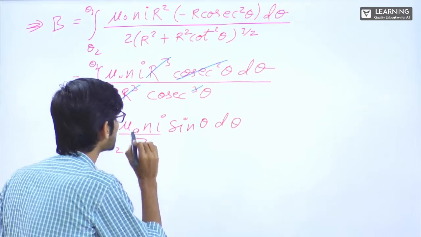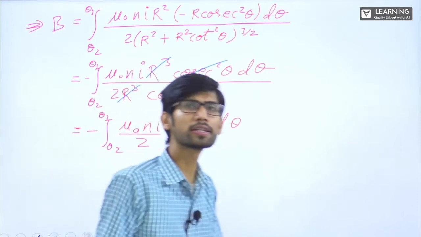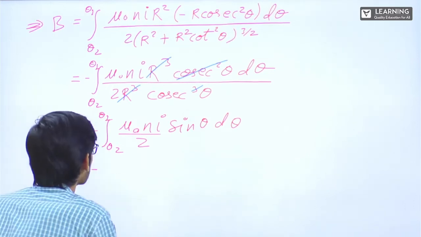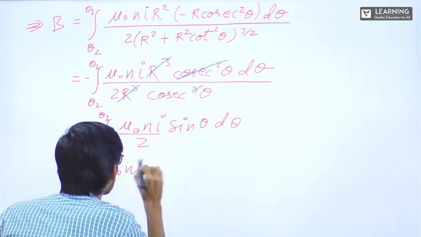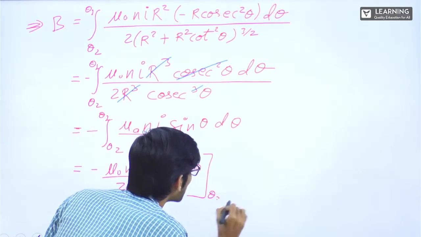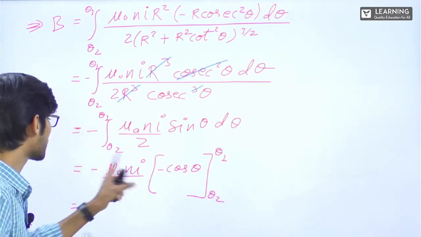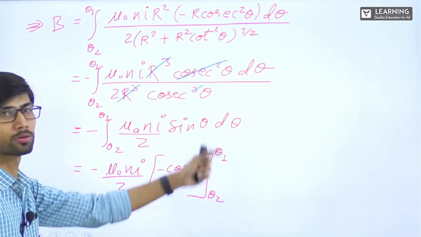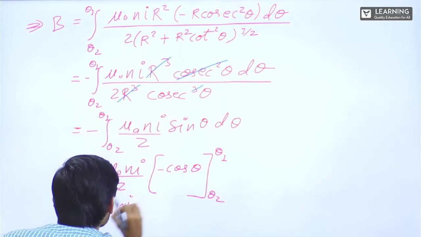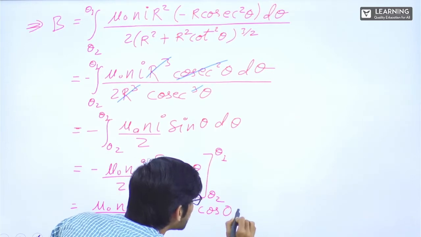Mu naught n I by 2 sin theta d theta. This entire thing is constant, we can take it out. Integration of sin theta d theta is minus cos theta. Correct? So this will be minus mu naught n I by 2 times minus cos theta, and the limits are theta 2 to theta 1. From here, if I put the limits, this minus will come out. Cos theta, limit theta 2 to theta 1, cos theta 1 minus cos theta 2. So mu naught n I by 2 times cos theta 1 minus cos theta 2.